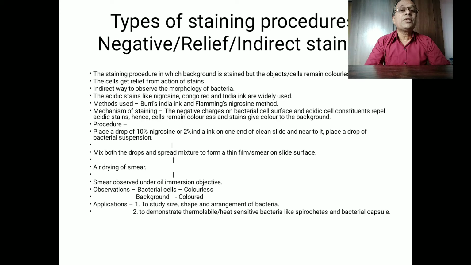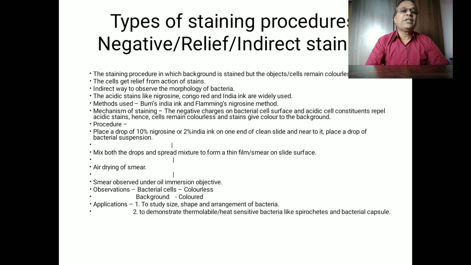Why is it called relief staining? Because when we apply the stain, the bacterial cells or objects get relief from the action of stains, meaning the stains cannot react with the cells at all, and hence they get relief from the action of stains. Hence it is known as relief staining. It is called indirect staining because the objects or cells are not stained but the background is stained. So indirectly we are visualizing bacteria against a colored background.